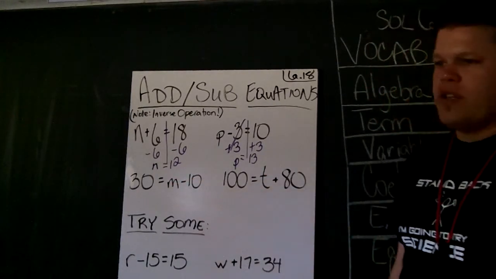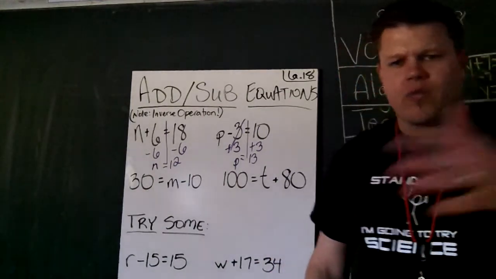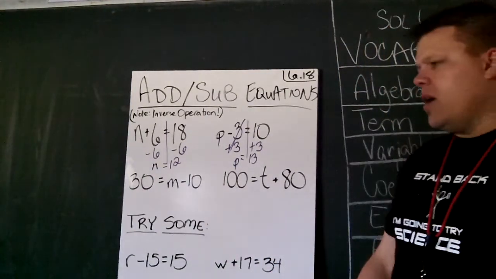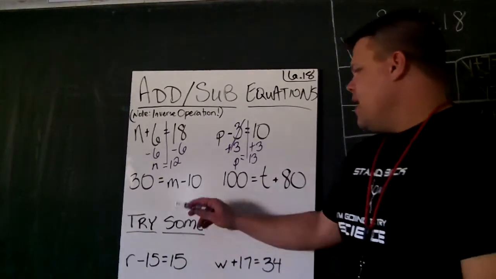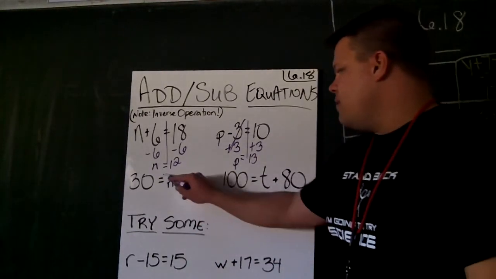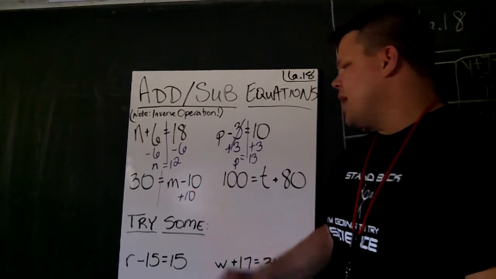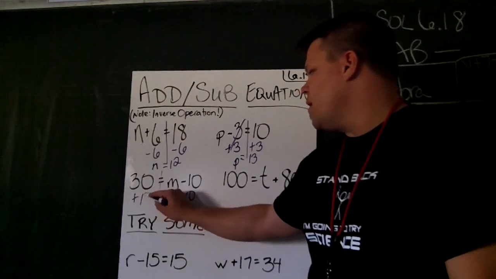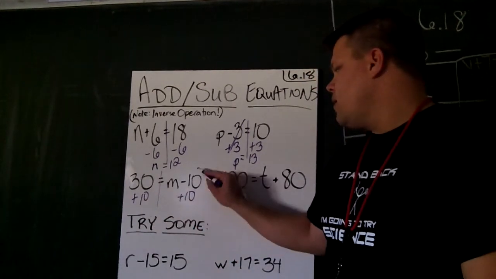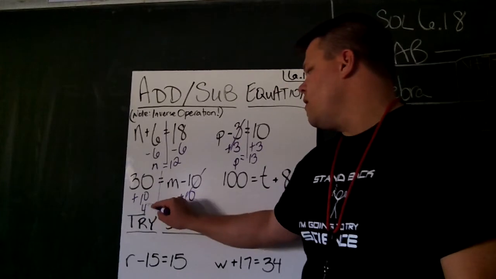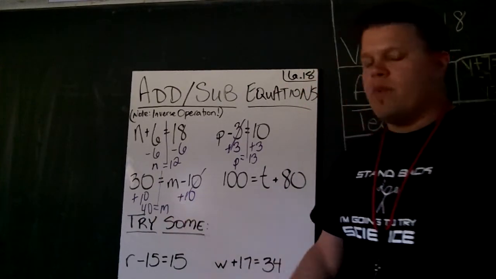Taking a look at the next equation here, and if you have to pause, guys, obviously pause, write stuff down, write down questions, comments, concerns, whatever you do during your normal note-taking process. I have subtracting 10. There's my inverse operation. Here's my balancing going on. That's gone. M equals 40. And you can say that 40 equals m. There's nothing wrong with that.